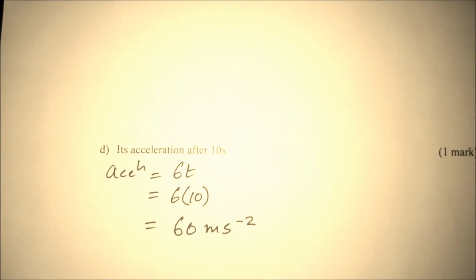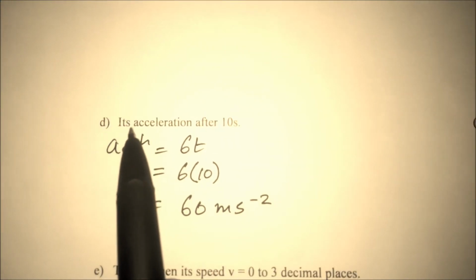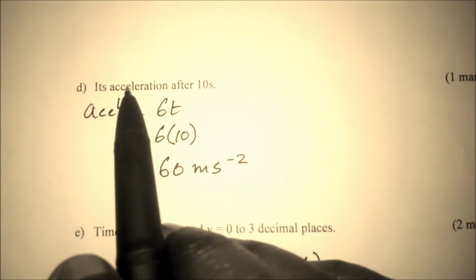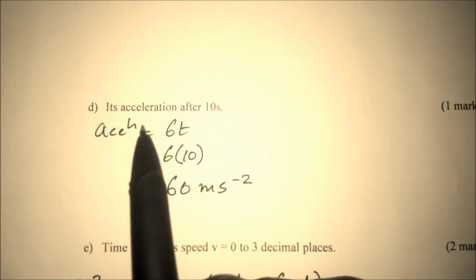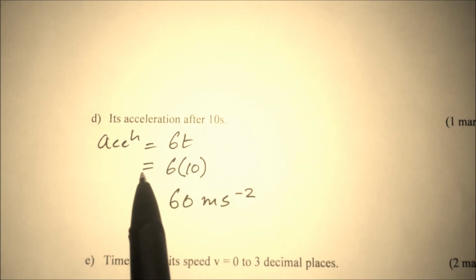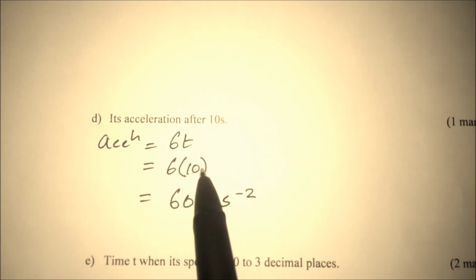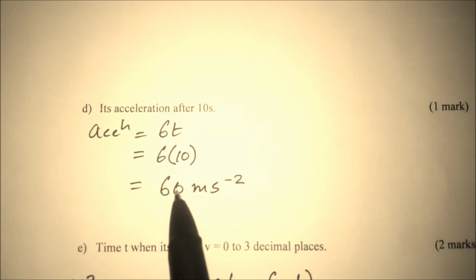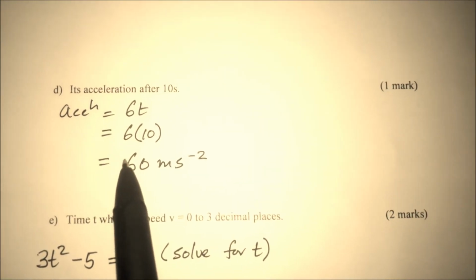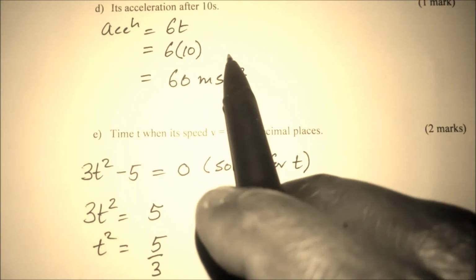The next requirement is up here. It's acceleration after 10 seconds. So what do we do? We just substitute the value of 10 seconds into t, which gives us 6 into 10, which gives us 60 meters per second, or if you like, 60 meters per second squared.